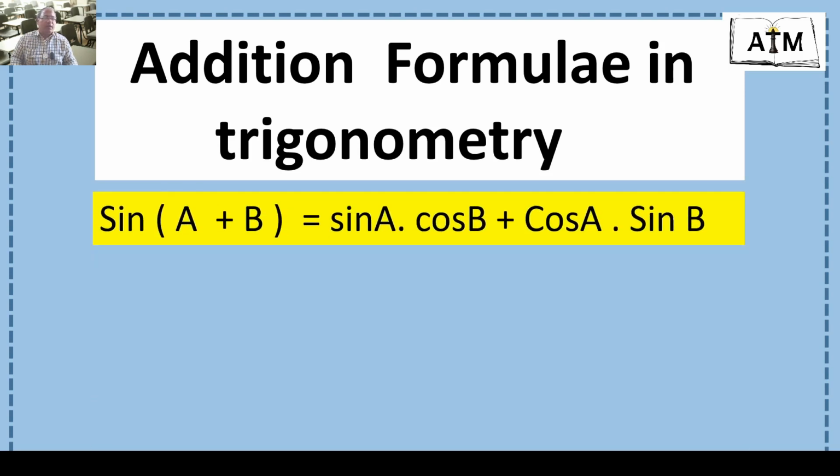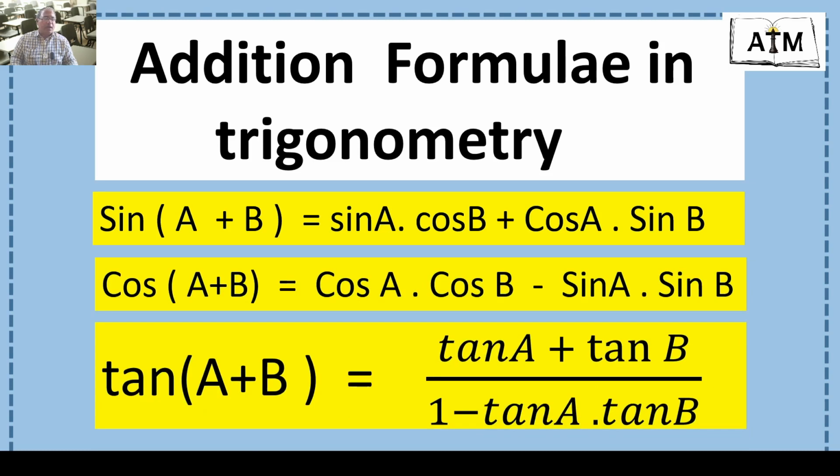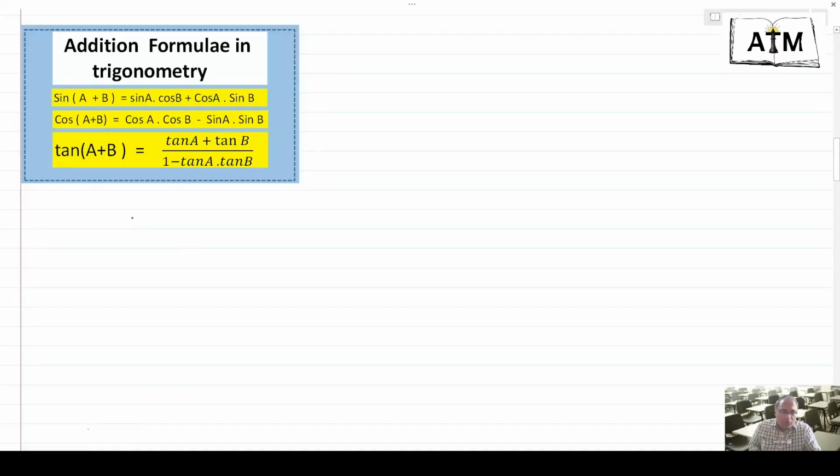Sin of A plus B equals sin A cos B plus cos A sin B. Cos of A plus B equals cos A cos B minus sin A sin B. Tan of A plus B equals tan A plus tan B upon 1 minus tan A tan B. By using these three formulae, we can easily develop formulae for sin 2A, cos 2A and tan 2A. Now, first of all, let us develop formula for sin 2A.